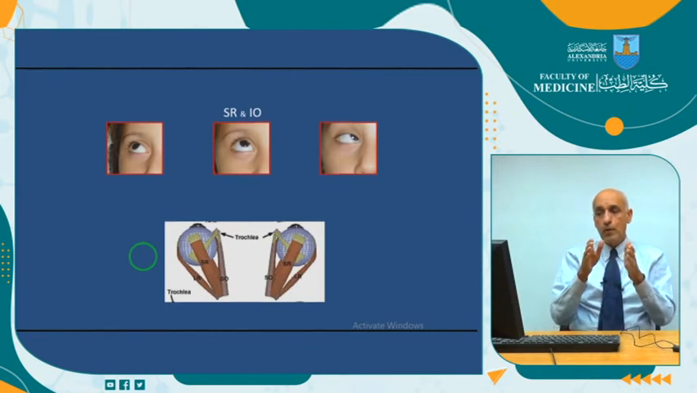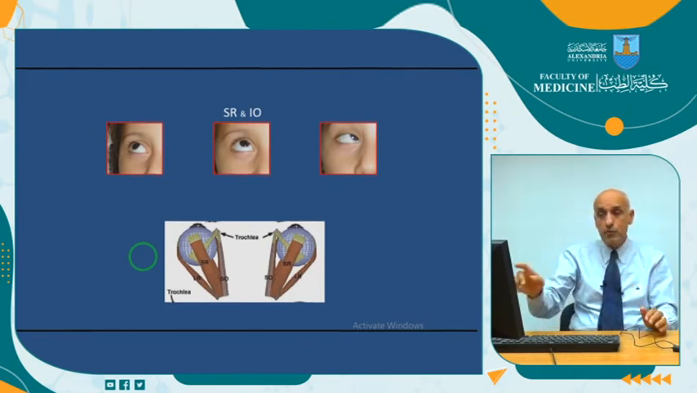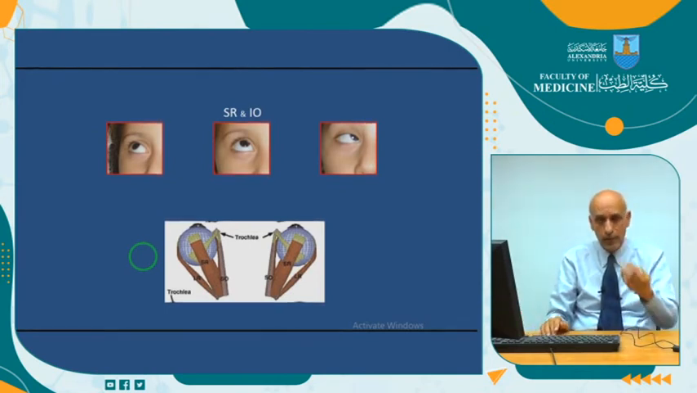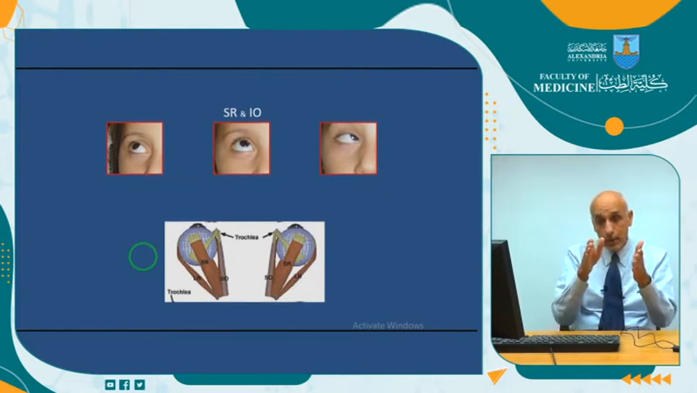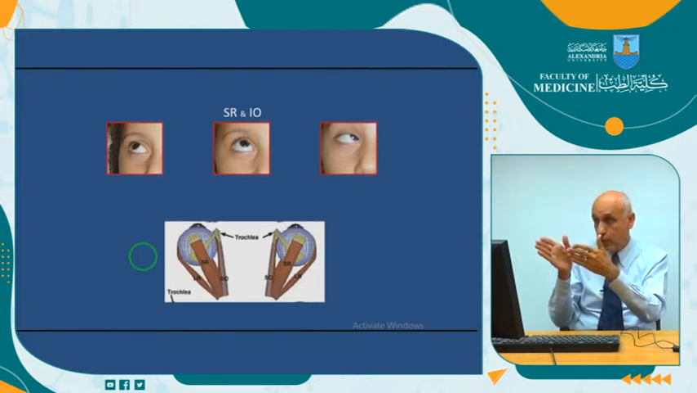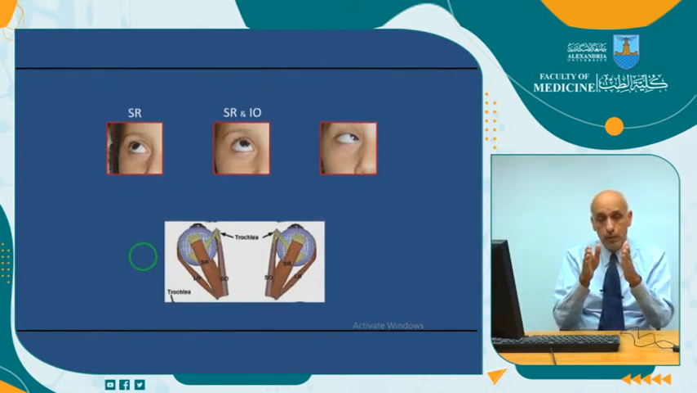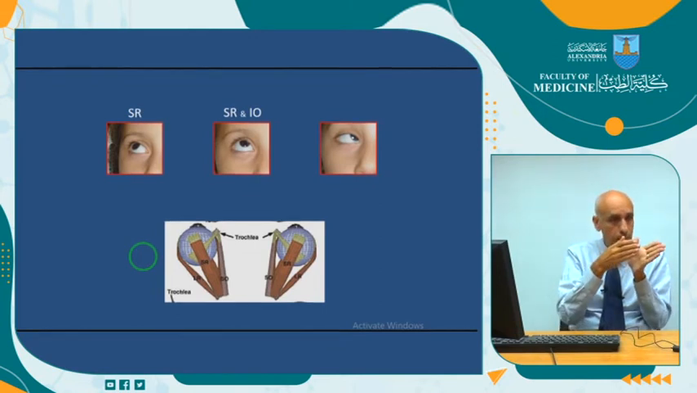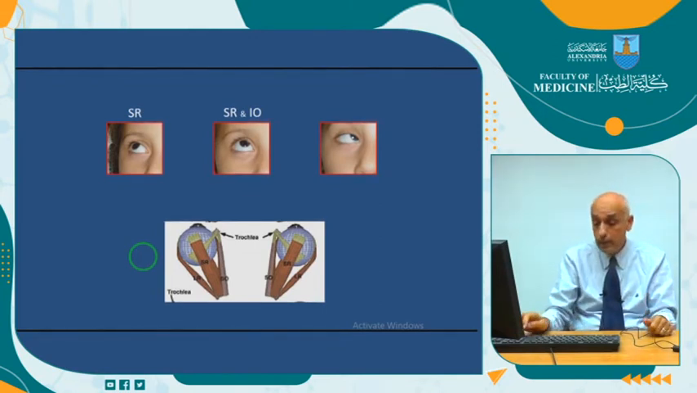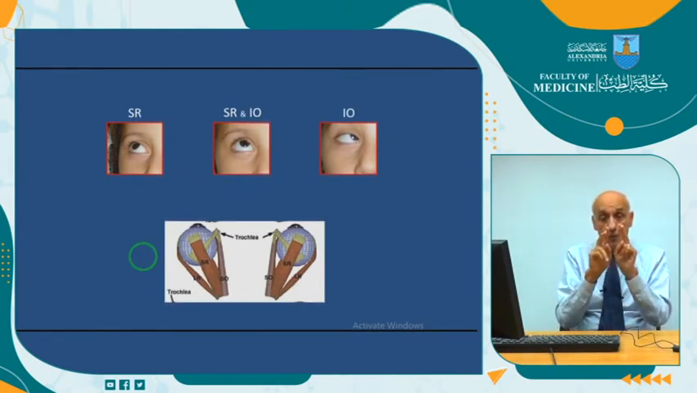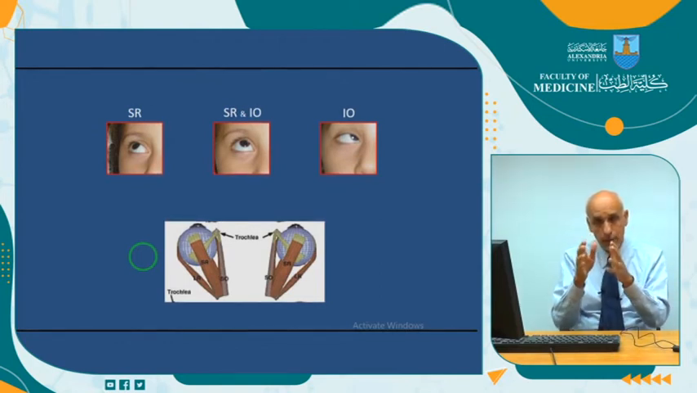So when you look up straight, it is the superior oblique and the inferior oblique together. But when you direct your eye in the abducted position and you look upward, then it is only the superior rectus. When you put your eye in the adducted position and you look upward, it is only one muscle, which is the inferior oblique. So when you look upward straight, you have two muscles which elevate the eye, which are superior rectus and inferior oblique.